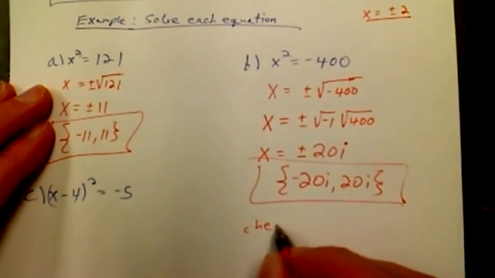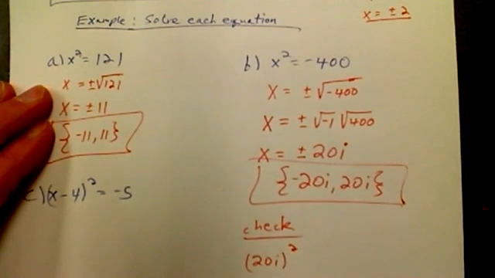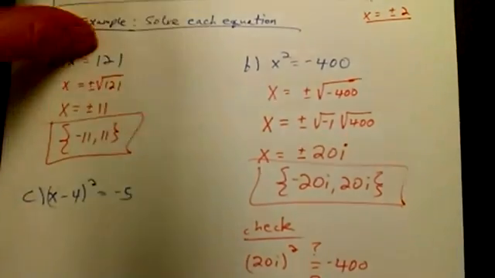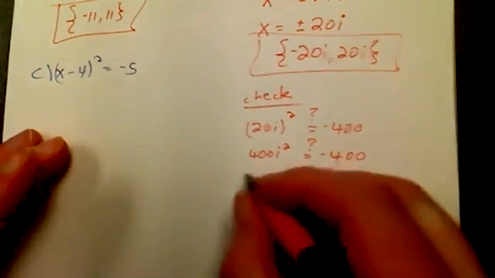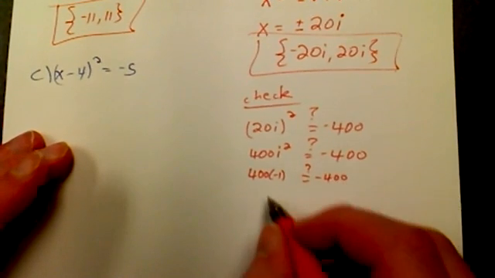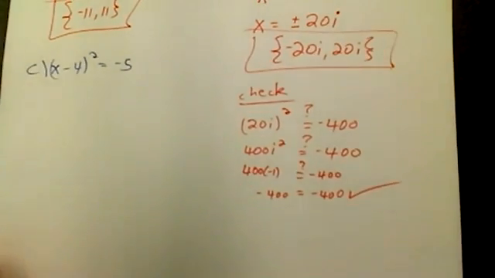And if you check this, in this case, if I put in 20i and I square it, that should be equal to negative 400. Let's see. Square 20, you get 400. Square i, you get i squared. And I'm trying to see if this is equal to negative 400. And I'm running off the page. So now I'm back. Now, i squared is negative 1. And so we're seeing that in the end, we get negative 400 equals negative 400. And that checks out. Likewise, negative 20i will check out.